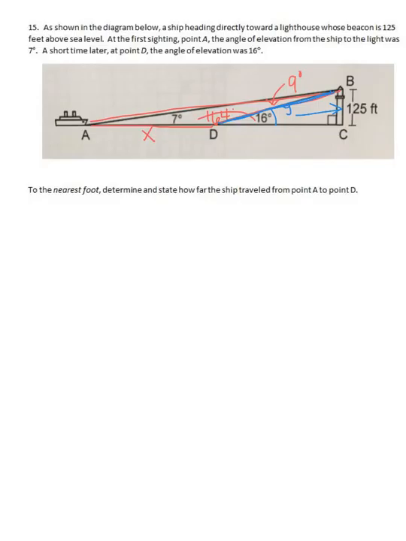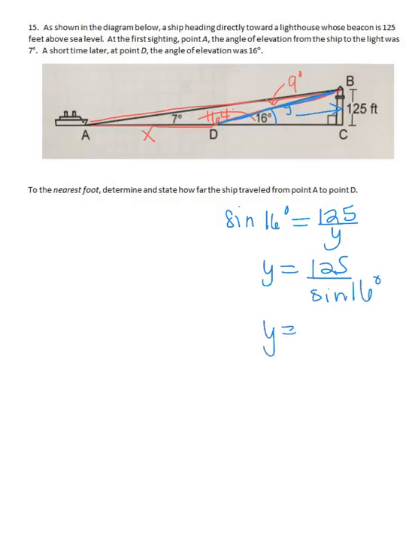So I have sine of 16 degrees is equal to opposite 125 over the hypotenuse of y. The variable's in the denominator, so I'm going to do a switcheroo. And I get, to 4 decimal places, y equal to 453.4944.